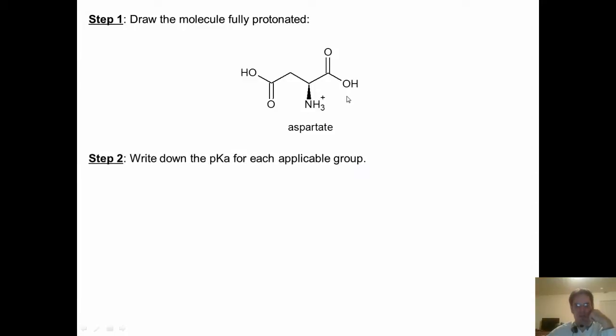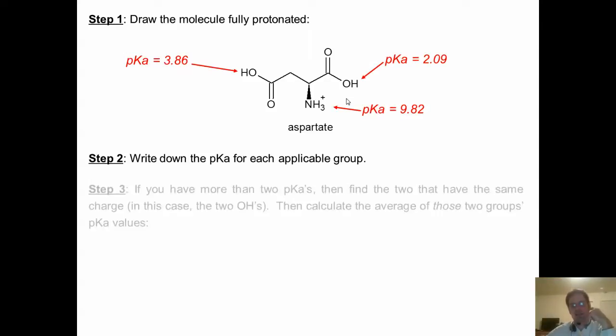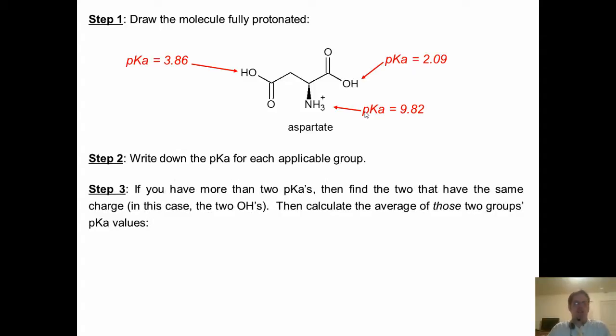Step 2, write down the pKa for each applicable group. What are those pKa values? Here they are. Step 3, if you have more than 2 pKa values, and we do in this case, then find the 2 that have the same charge as each other. So I've got these 2 neutral OHs, same charge as each other. This NH3 plus is the odd man out. The OHs are the ones I'm going to go with.